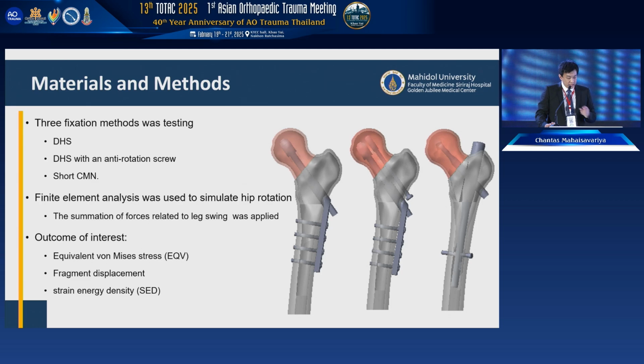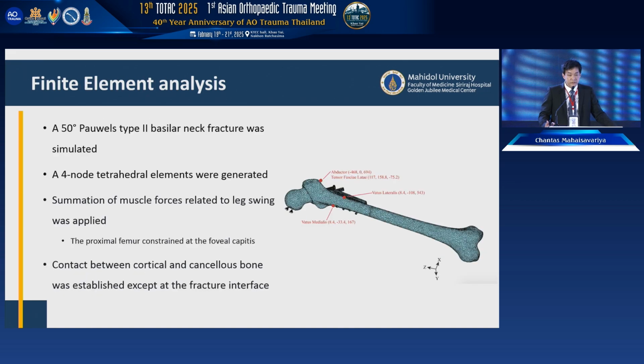The finite element analysis was used to simulate hip rotation during the swing phase of gait motion. The summation of the forces related to the leg in the swing phase was applied. The outcomes of interest are the equivalent von Mises stress, or EQV, the fragment displacement, and the strain energy density that occurs in our models.